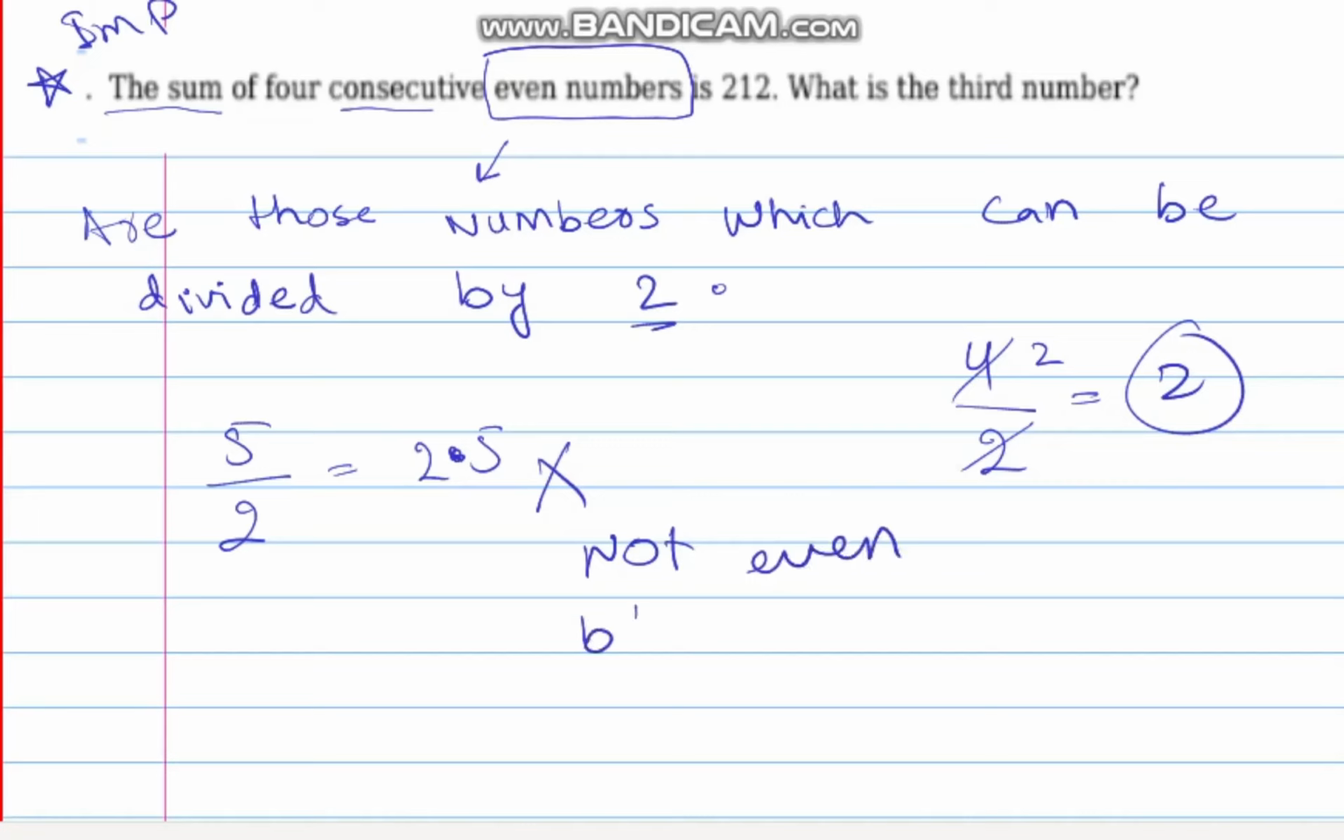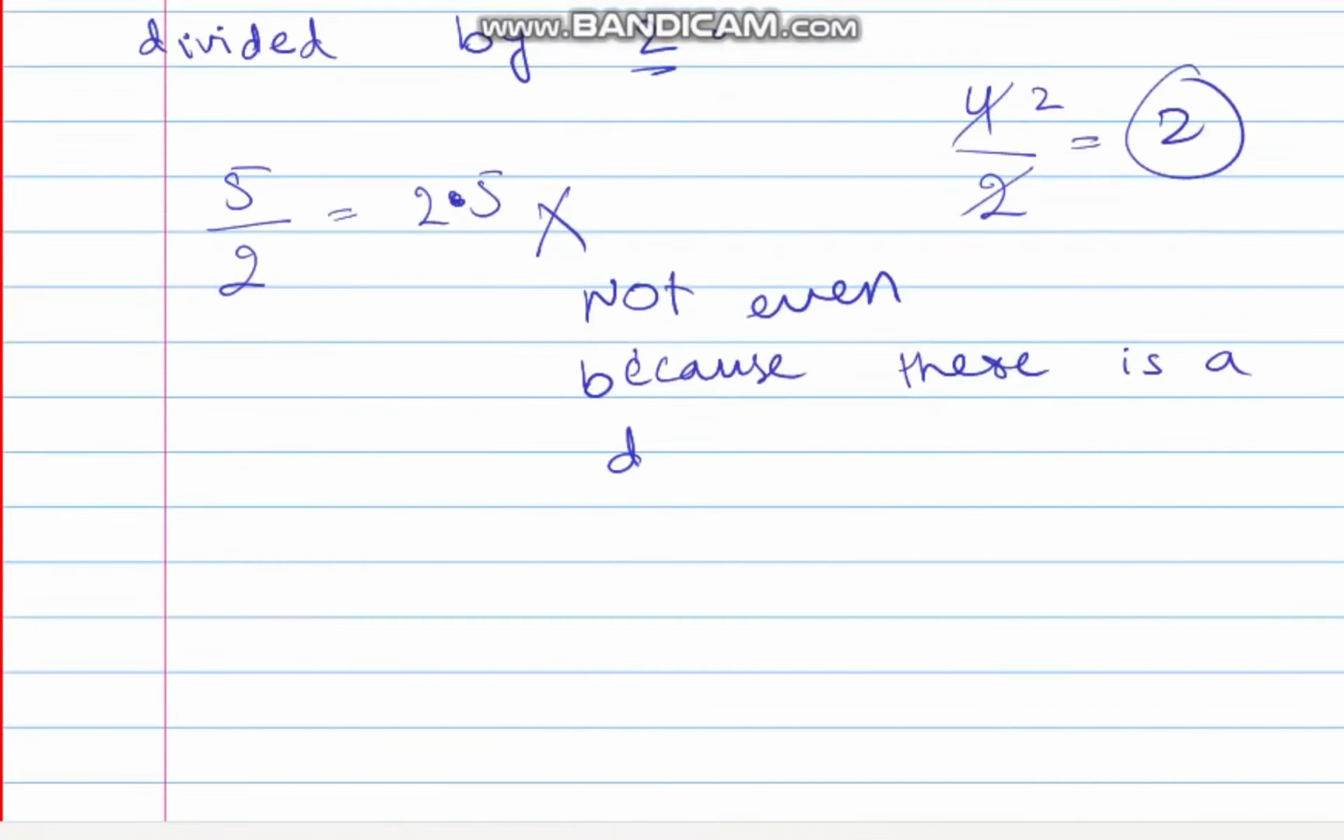Because, okay, I will write because there is a decimal. There should not be a decimal. Let me write it with the red pen. Yeah, because it's a very important point.